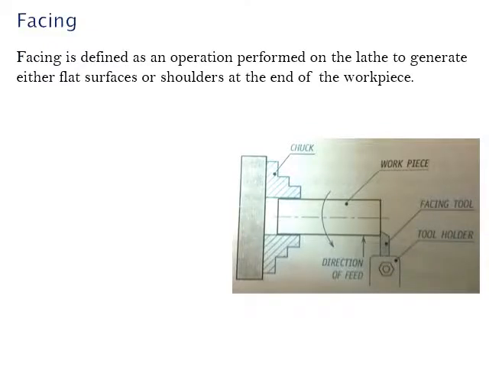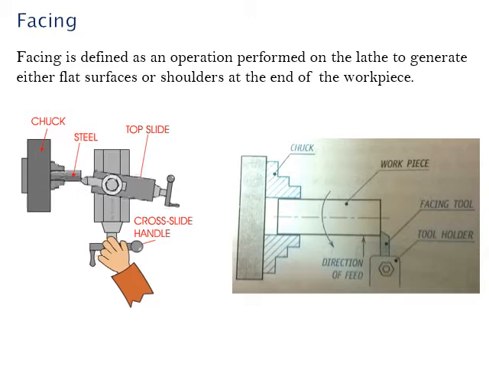Facing is defined as an operation performed on a lathe to generate either a flat surface or shoulders at the end of the workpiece, to reduce the length of the given material. In the facing operation, the tool movement takes place perpendicular to the axis of the workpiece. So this is the facing operation.